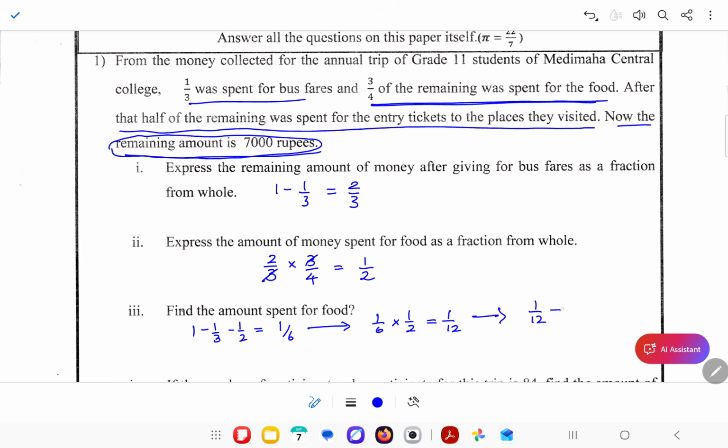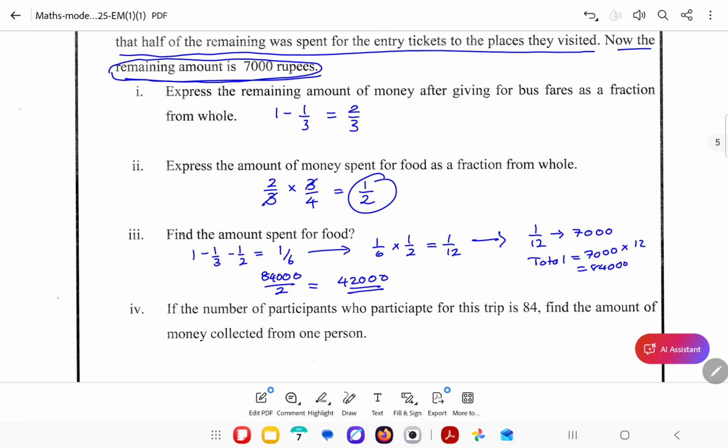1/12 is equal to 7,000 rupees. So then we want to find the amount spent on food. So 1/12 is 7,000. Then total is what? Total is 7,000 into 12. So 84,000. And half was spent on food. We want the food amount. So 84,000 over 2. So 42,000 was spent on food.